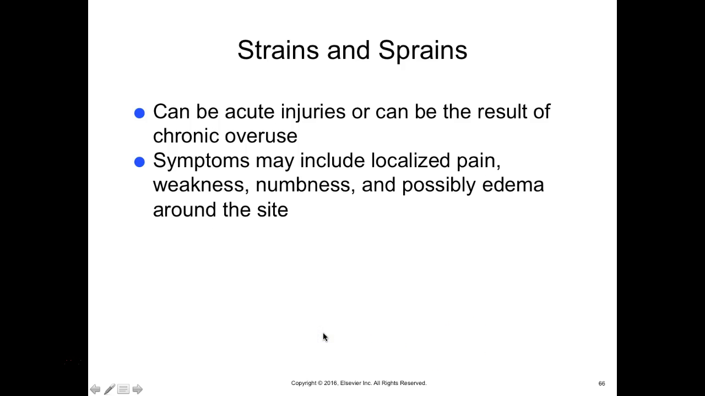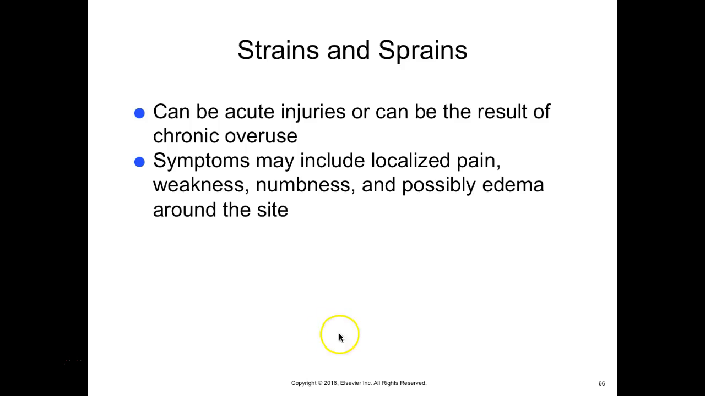Strains and sprains. Students often ask me, what's the difference between a strain and a sprain? A sprain involves a joint. You can sprain your ankle, your wrist, your knee, your shoulder. That involves the ligaments, and then a strain usually is tendon or muscle. You can strain your bicep, you can strain a hamstring. You can't sprain a muscle because it's not a joint. Okay, so it can be from acute injury or a result of chronic overuse.